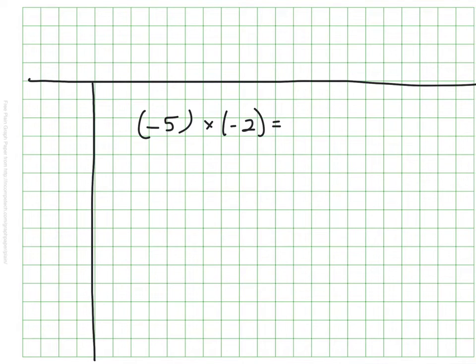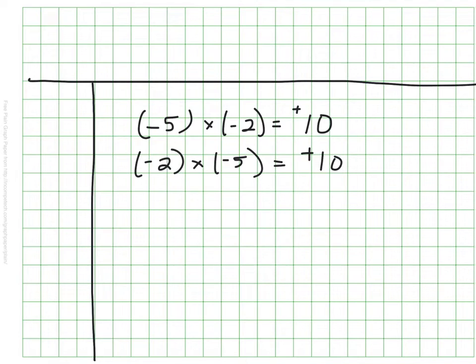Here's another example, right? Negative 5 times a negative 2. I know 5 times 2 is 10. And then let's see, I have a negative times a negative. That means it's a positive, right? So this will be a positive 10. We also know that if I reorder these multiplication factors, a negative 2 times negative 5 will also get me that positive 10.